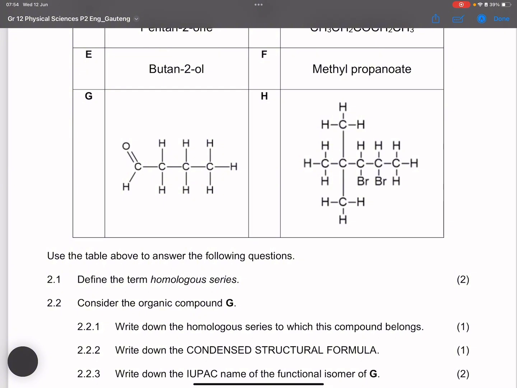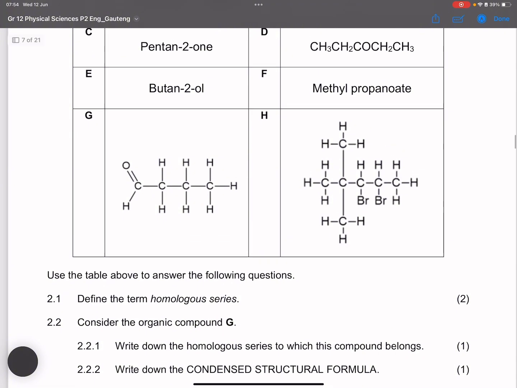Right, so they say consider the organic compound G. So that is G. So that looks like that is going to be butanal, right? C double bond O with an H there. They say write down the homologous series to which this compound belongs. Right, so that is definitely an aldehyde. So that is an aldehyde.